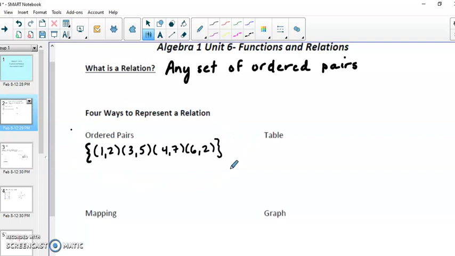So these are ordered pairs. What we can do is represent this in a different way. Another way is in a table. And you know that the first value is x, the second is y. So when we make our table, we just list it as x and y. And then our ordered pairs go 1, 2, 3, 5, 4, 7, and 6, 2.